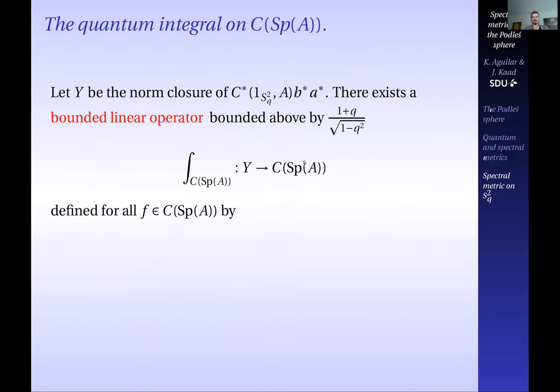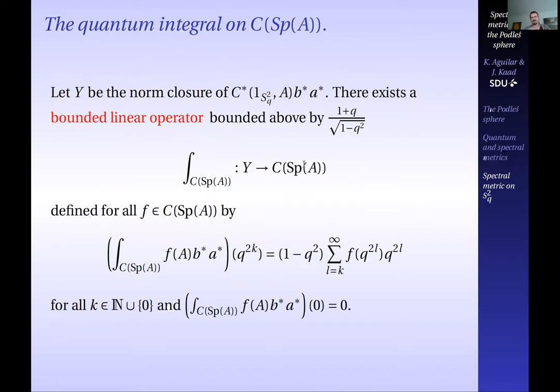Eventually we'll do it on the whole domain in SQ2, but we're able to first tackle this. This is how we first tackled the problem. We looked at just the diagonal. So we're able to define an integral.